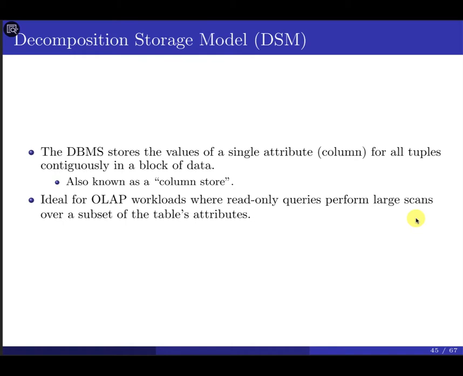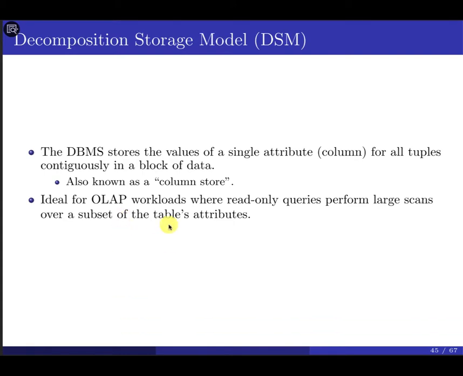So if a table has, say, five columns, every single column is going to be stored in a separate block. That's what we mean when we talk about decomposition. Every single column, or attribute, is going to be stored contiguously in a block of the data. So you have one block that contains, for example, the user ID for all the tuples. Then you have another block that contains the username for all the tuples, and so on.